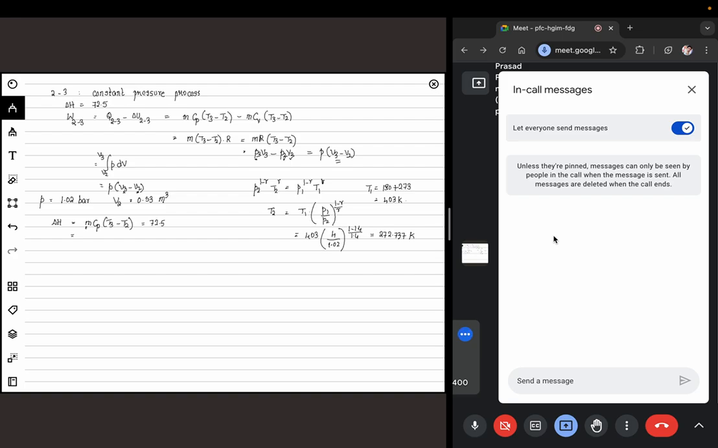Now I have my T2. So how do I calculate M? Just as before, use the ideal gas law. So M is PV by RT. Initial pressure is 4 bar. Initial volume is specified to be 0.2 cubic meters. R for air, you can use a value of 287.